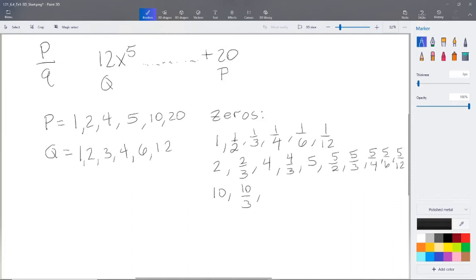So then we get 20. 20 over 1 is 20. So we'd add 20. 20 over 2, well, that's 10. We've already got that one on the list. 20 over 3, well, we don't have that one, so we'll write that one down. 20 over 4, that's 5. 20 over 6, that's going to be 10/3. 20 over 12, that's going to be 5/3, also on our list. So this would be the extent of our list as far as the numbers that we see here.